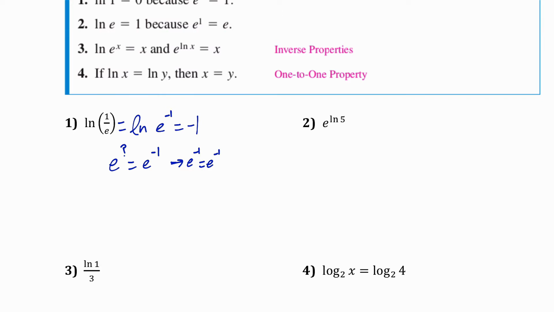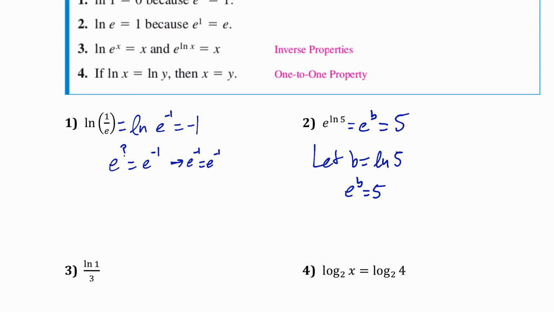Next up, number 2, e to the natural log of 5. Using that one-to-one property, I'm going to use the same explanation that I did before. Let's let b equal the natural log of 5. We don't know what that is. So, based off of that, e to the b must be equal to 5. So if we said let b equal the natural log of 5, we could replace that with e to the b. Well, we also figured out using that reasoning that e to the b equals 5. So e to the natural log of 5 equals 5.